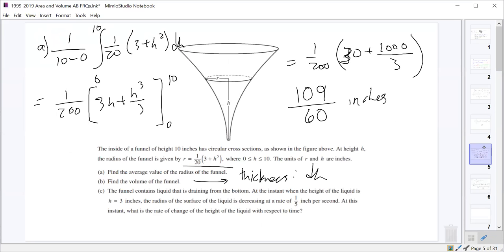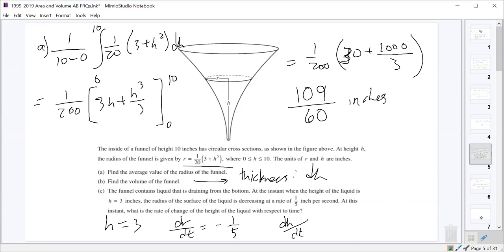All right, part C says the funnel contains liquid that is draining from the bottom. At the instant when the height of the liquid is 3, the radius is decreasing at 1/5 of an inch per second. What is the rate of change of the height of the liquid with respect to time? So this is a related rate problem. We are given h equals 3. We are given dr/dt is negative 1/5 because it's decreasing. And we want dh/dt.